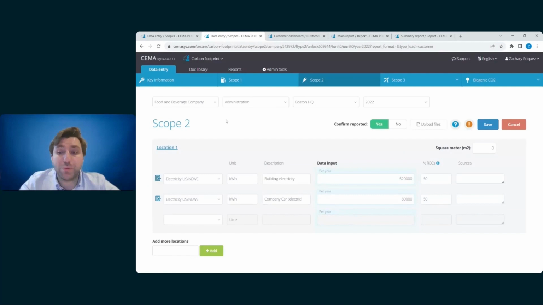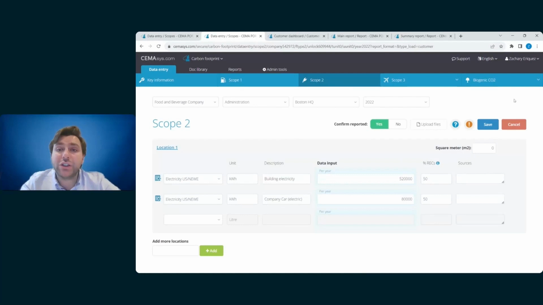Next, I'm going to show you scope 2. So it's very similar in setup to scope 1. You have your data, but here we're in scope 2, so we'll mainly be talking about electricity data. The additional aspect to scope 2 is the inclusion of RECs, or renewable energy credits. So in this area, you can input your percentage of RECs that you have in your electricity, and it'll automatically calculate into your scope 2 emissions. The system also allows you to add square footage per site, which allows you to measure and compare energy and emissions intensity across all of your reporting sites.